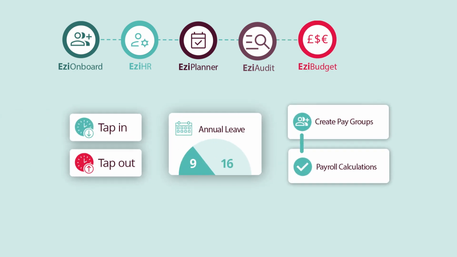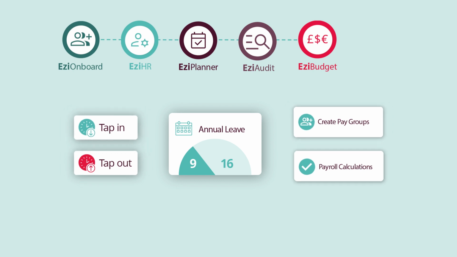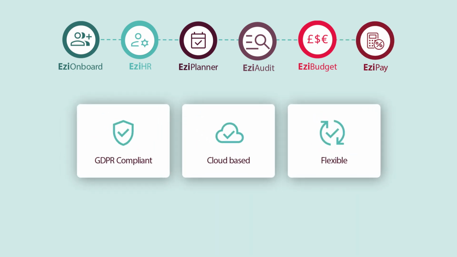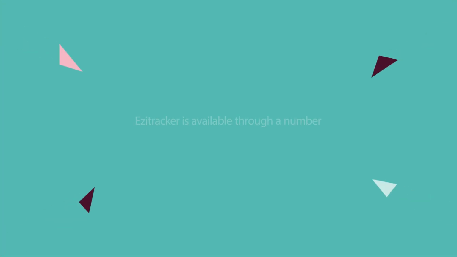Easy Budget. Automate payroll functions including recording time and attendance, annual leave, creating pay groups and payroll calculations. Easy Pay. A fully compliant HMRC accredited payroll solution that is GDPR compliant with pension scheme auto-enrollment built in. EasyPay is a true cloud-based payroll system, allowing users the flexibility to streamline the flow of data from Easy Budget.